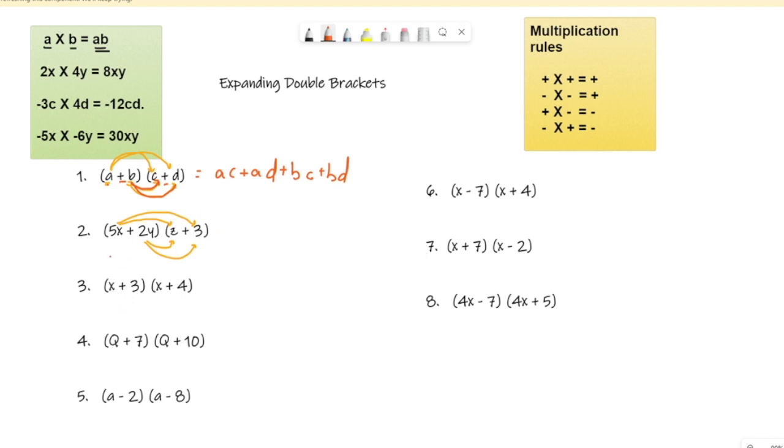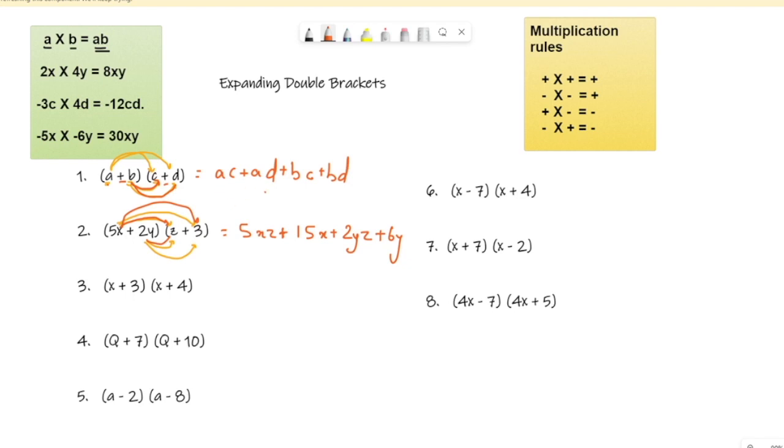Let's do question number 2. 5x times z will give us 5xz. Both are positive, so it will be positive. 5x times 3, so 5 times 3 is 15. X is alone, so it's going to be 15x. Then 2y times z will give you 2yz. Both are positive, so positive 2yz. 2y times 3 is going to be 6y. Both are positive, so positive 6y.